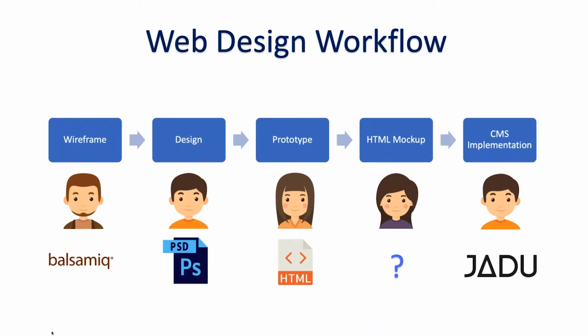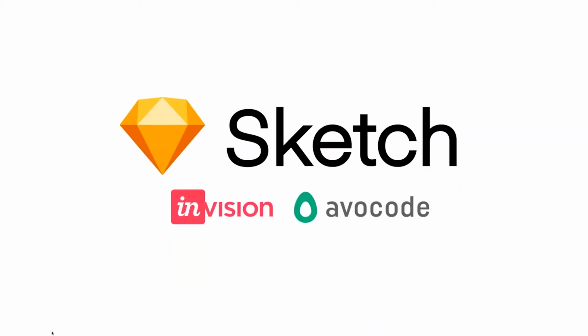We would do our HTML mockups, which would require a lot of back and forth between the developer and the designer, importing assets and fonts and all that good stuff. And then we would finally get to our CMS implementation, where we would build everything out in Jadu. What we found was this was a very fractured process, and it ended up taking a lot longer to get to where we needed to be with these pages. So one of the tools we've started to use is Sketch, which is an open source wireframe and design tool that has a lot of cool plugins like Envision.